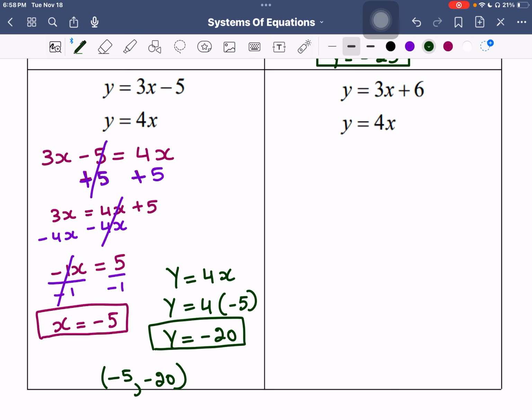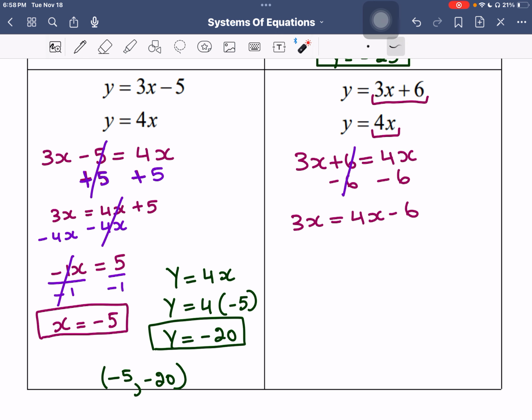Alright, and the last one, we have y equals 3x plus 6 and y equals 4x. Again, this is the same as the other, so I can just set the two equal to each other since they're both in y equals. So I will have 3x plus 6 is equal to 4x. Now I solve for x, so I will subtract 6 from both sides. 6 minus 6 will cancel out, and then I'll have 3x is equal to 4x minus 6.